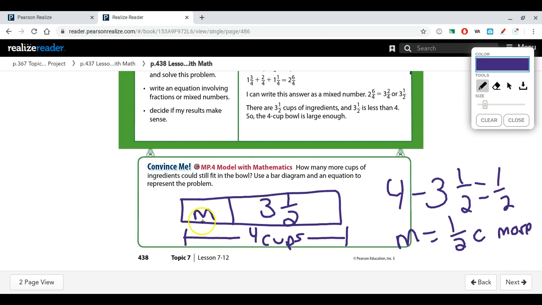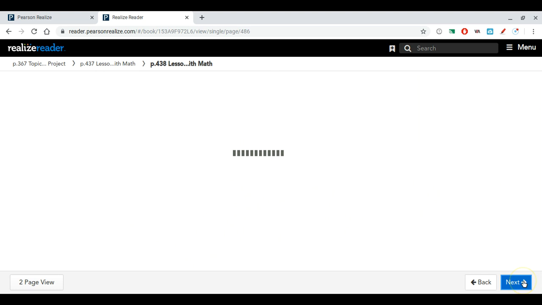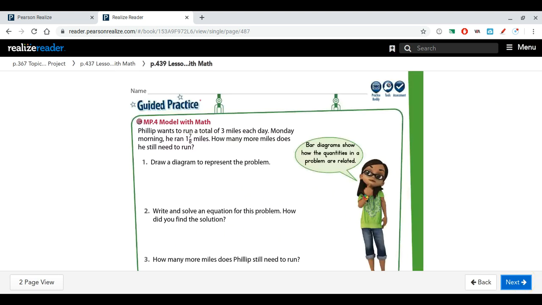So again, I'm using that bar diagram to help me see how this problem is going to look, and how I can set the problem up. Okay. All right, let's go ahead and take a look at our guided practice. So again, we're using that model with math.